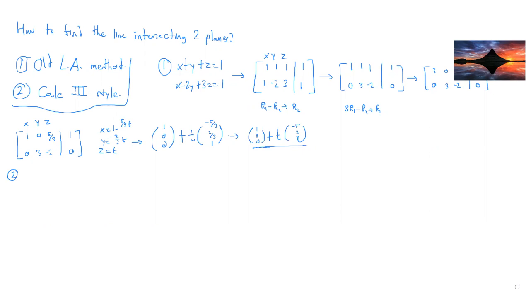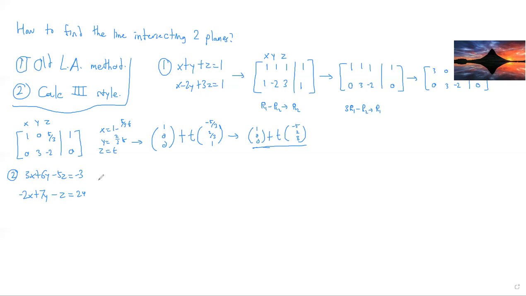Now let's try another one. This time it is 3x plus 6y minus 5z is negative 3, and negative 2x plus 7y minus z is 24. Now I'm going to use the second method this time, since I already used the first method, to find the line of intersection between these two planes.